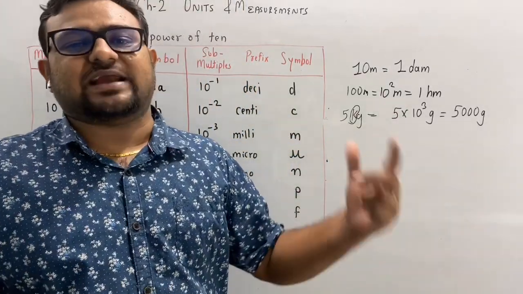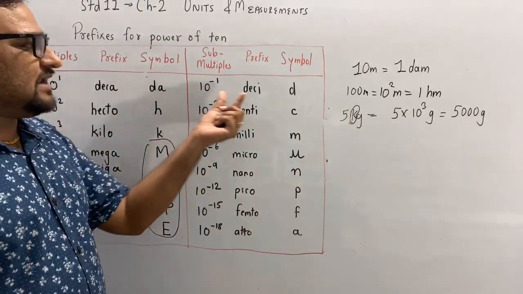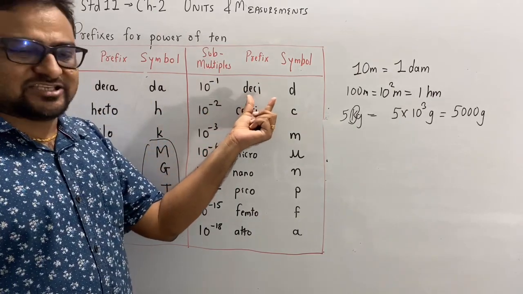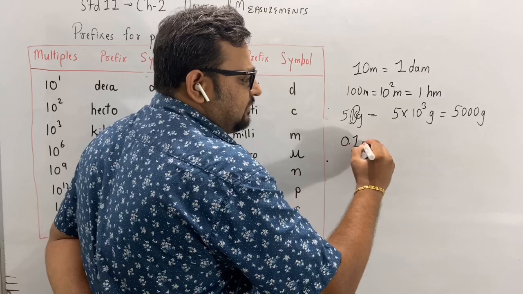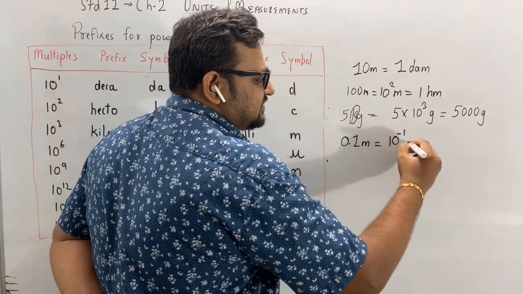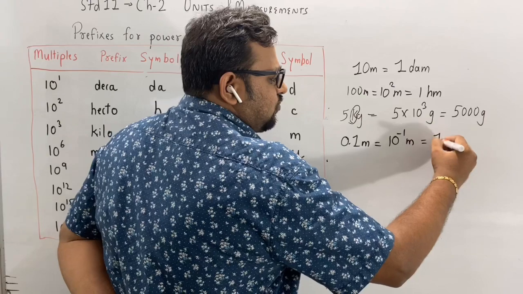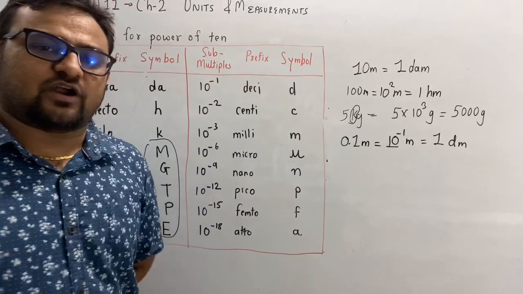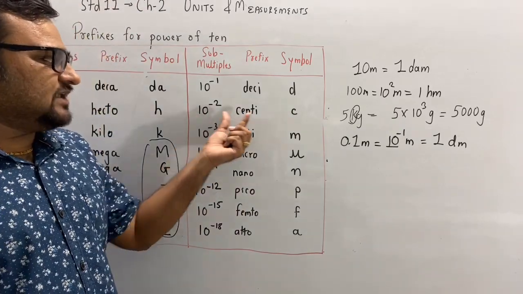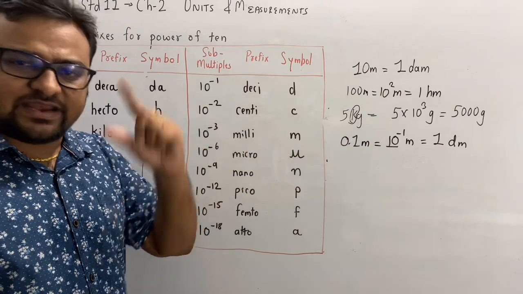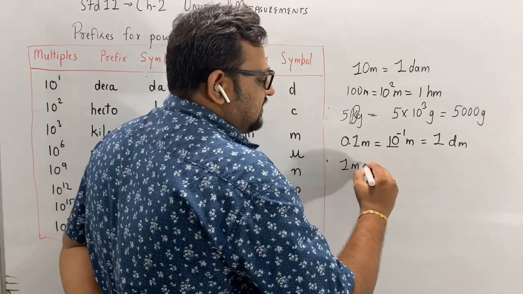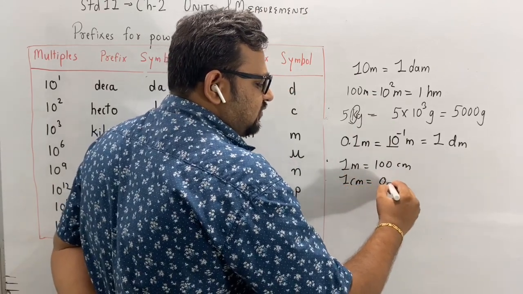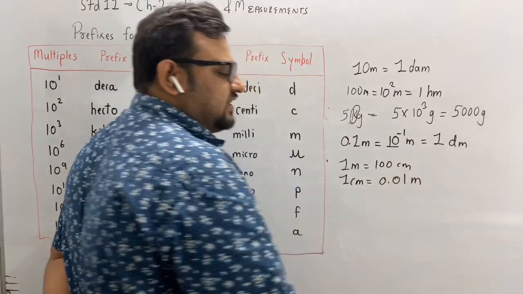0.001, that is 10 raised to minus 3. So like this, 10 raised to minus 1 is deci, 10 raised to plus 1 is deca. So if it is 0.1 meter, I can write it down as 10 raised to minus 1 meter, or instead of 10 raised to minus 1, I can use d for deci. 10 raised to minus 2 is centi. Everyone knows that 1 meter equals 100 centimeter. Reverse, 1 centimeter equals 0.01 meter.